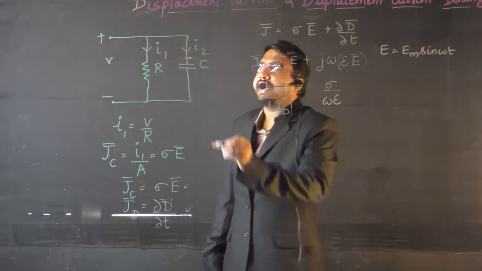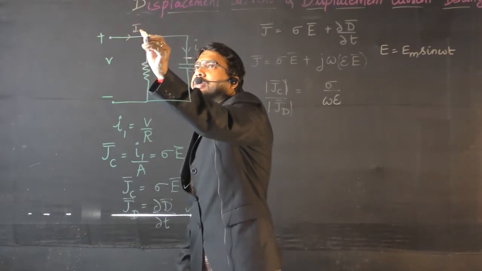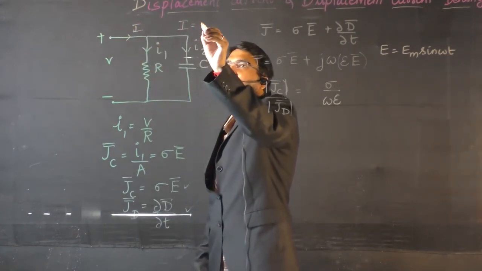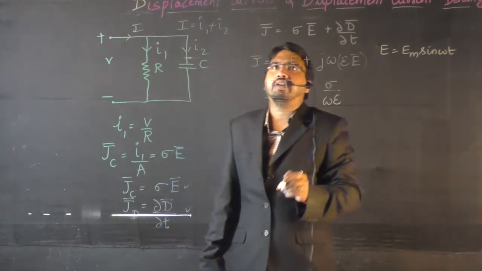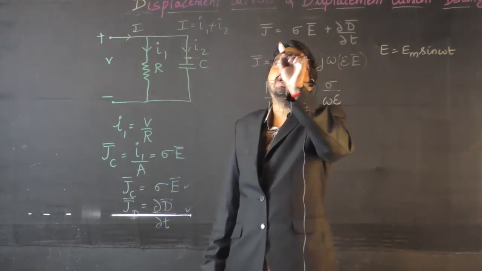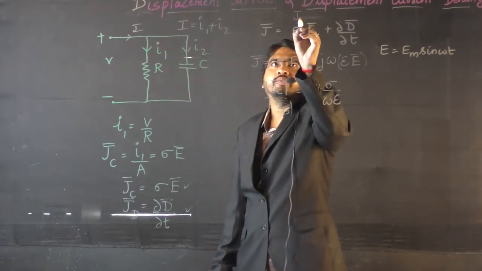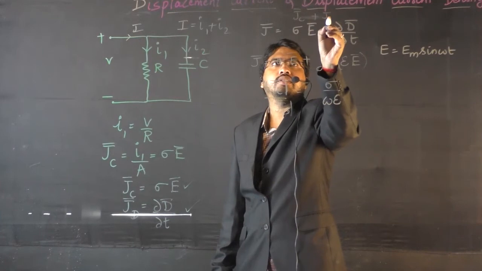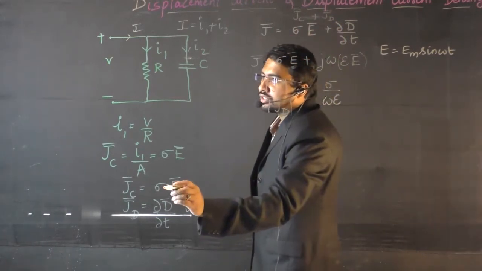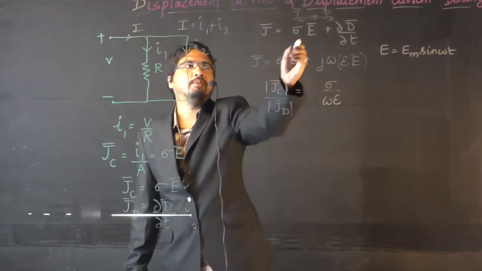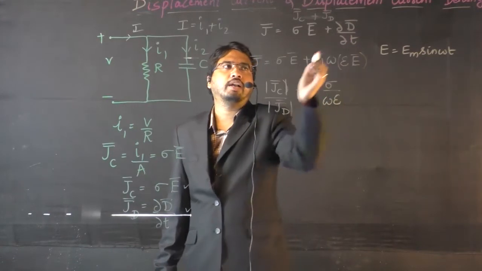Now to get the total current density, if I want to find the total current I, what will I do? Total current I is equal to I1 plus I2 according to KCL. Similarly, total current density J bar is equal to your first, conduction current density Jc, plus the second current density Jd, displacement current density. So what is the formula for Jc, conduction current density? It is sigma E bar. What is the formula for Jd, displacement current density? It is dou D bar by dou T.